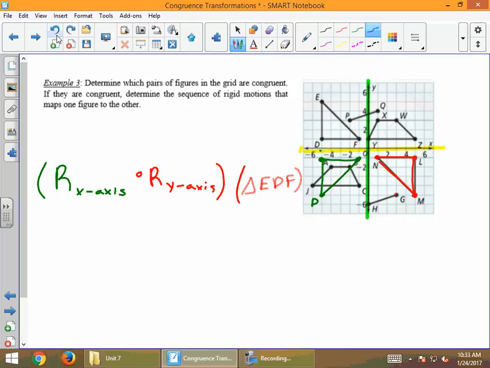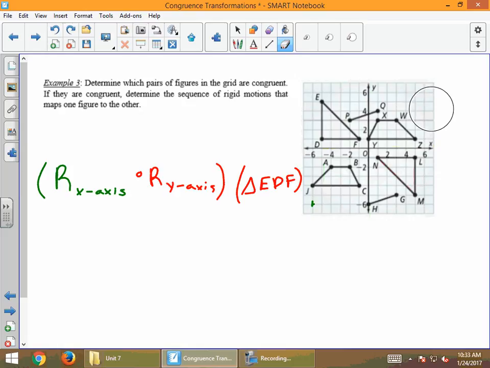Okay, let's take a look at mapping up the trapezoids. Okay? So if we look, you notice this top trapezoid is pointing to the right, and the bottom trapezoid is pointing to the left. So whenever they're pointing in different directions, what transformation do we need to do?